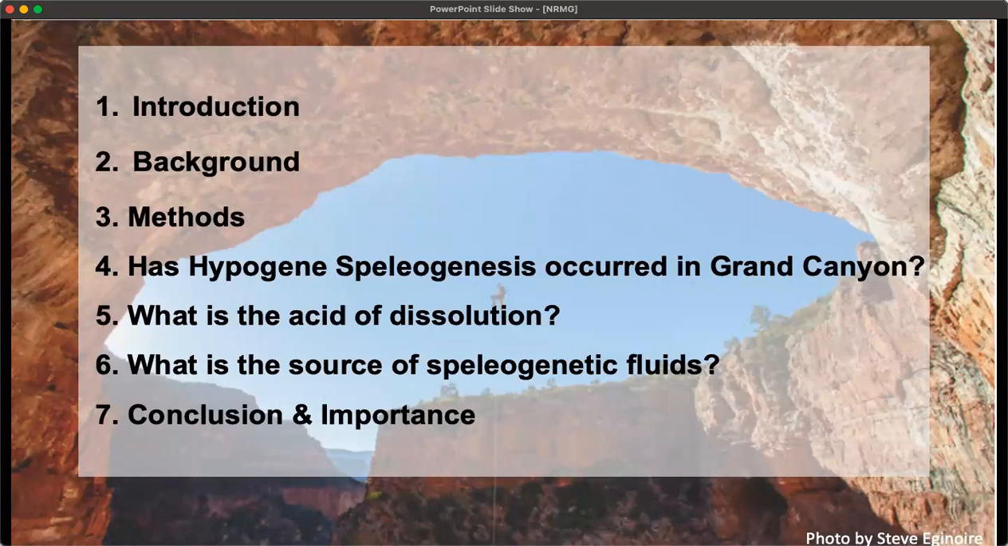Now, hypogene caves have distinct morphologies and mineral suites, and this study uses a variety of methods to determine a mode of speleogenesis. So I'm going to walk you through the background, the introduction, and the methods to help frame my 3 questions for this study. Being 1, has hypogene speleogenesis occurred in Grand Canyon? If so, 2, what is the acid of dissolution? 3, what is the source of the acid of dissolution?